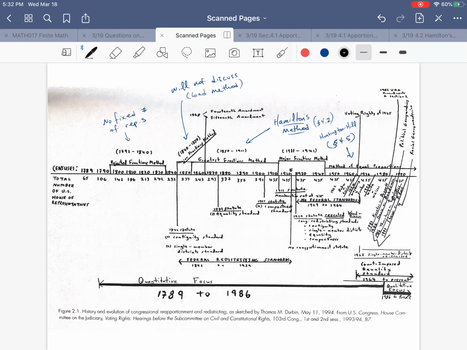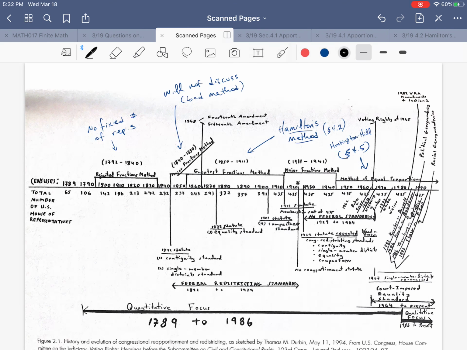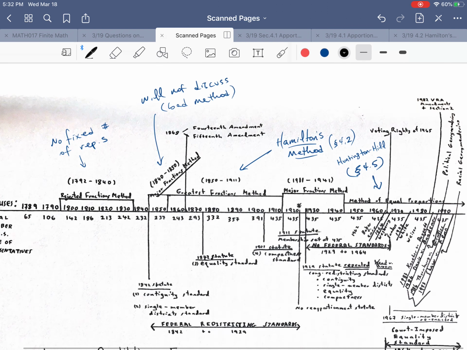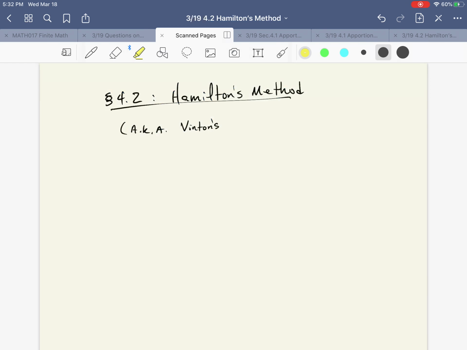I'll go back to that little thing. So here, our first method, the rejected fractions method, was much like Hamilton's method without the third step, which we'll talk about soon. But that wasn't working out very well. So then they started using this major fractions method, which we also won't talk about because it's a bad one. Hamilton's method is this one, this greatest fractions method here, and it was used in our country for 61 years, until we noticed some funny things were happening. But it's also known as Vinton's method.